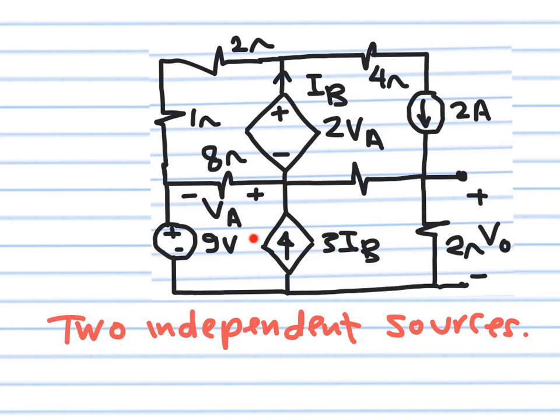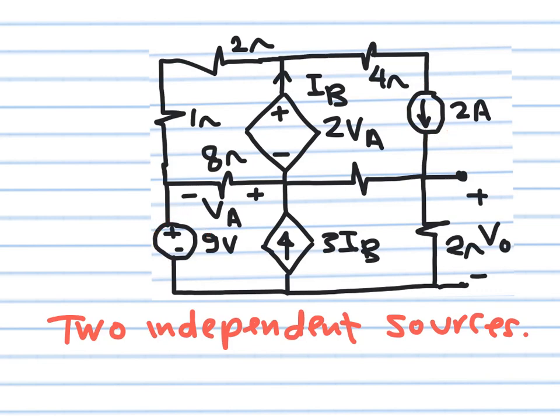These dependent sources here and here, they do not represent actual sources. They represent transistors, they represent diodes, and so on. They are not really actual sources. They are equivalent circuits of other components, so we don't consider them as independent. So superposition applies only to independent sources. So I have only two independent sources here, the 2 ampere current source and the 9 volts voltage source.